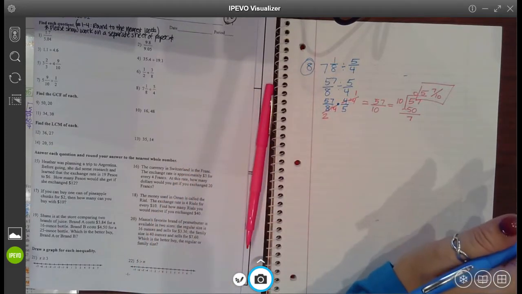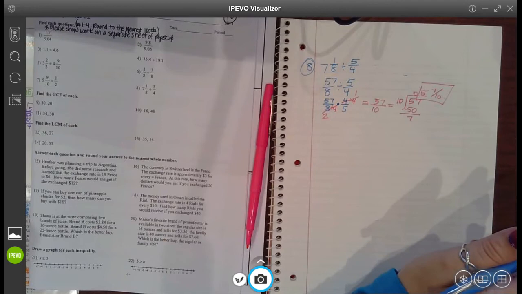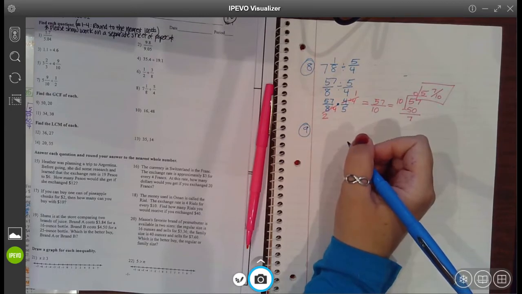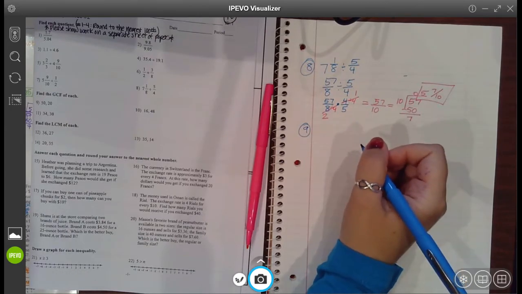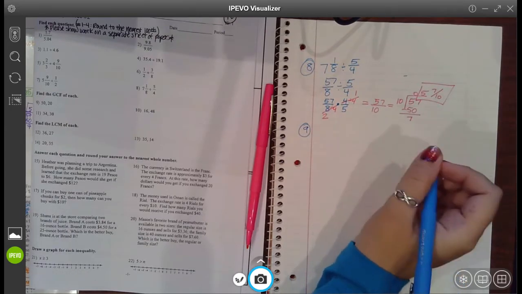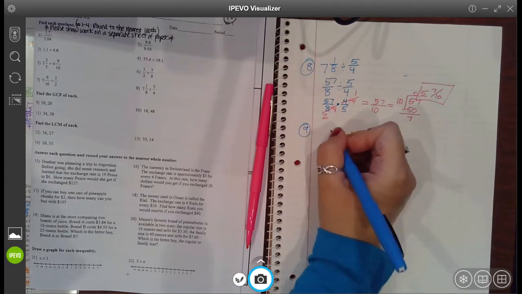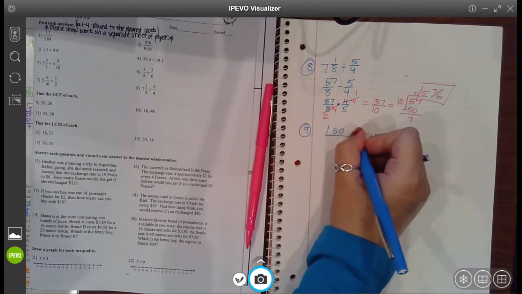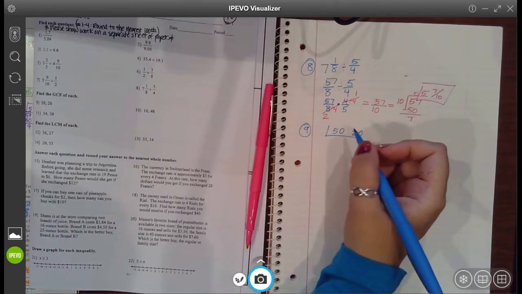All right, now on to the fun stuff. The GCF and LCM. So for number 9, both sections 9 through 13, when you do GCF and LCM, I suggest doing the ladder method. So that's where you do this, and you have the two numbers of 50 and 20. What number can go into both 50 and 20?